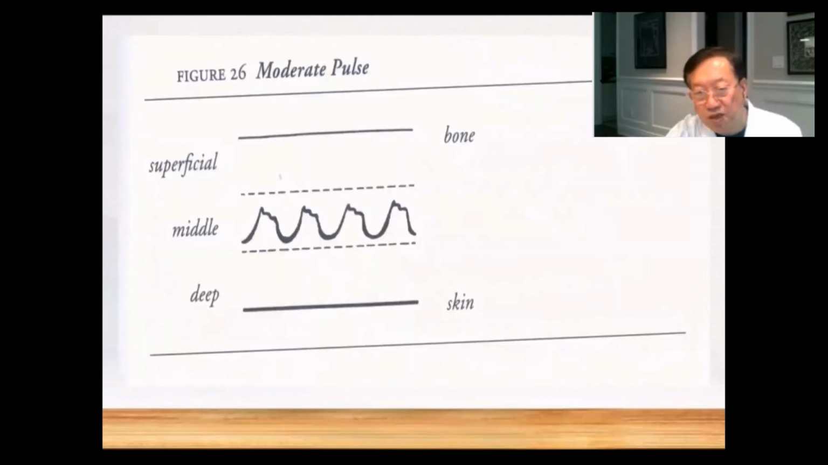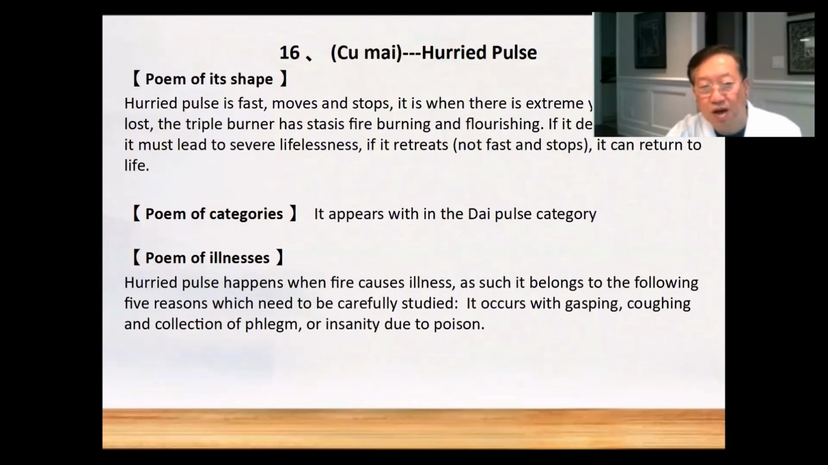Figure 26, moderate pulse. 16, Cumai, or hurried pulse.